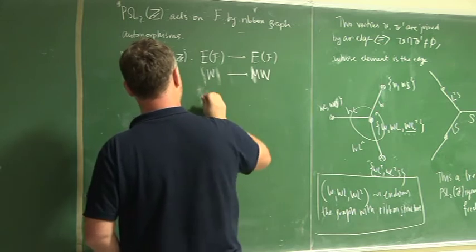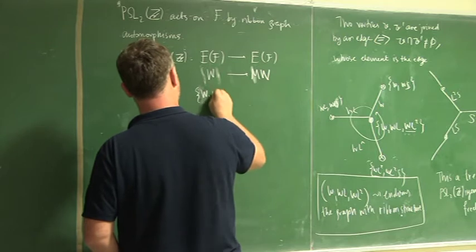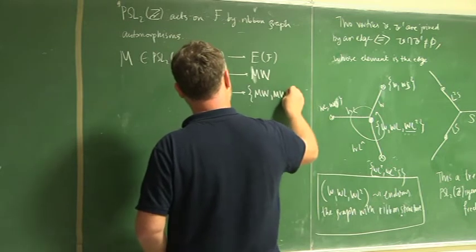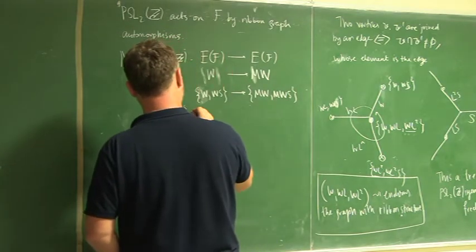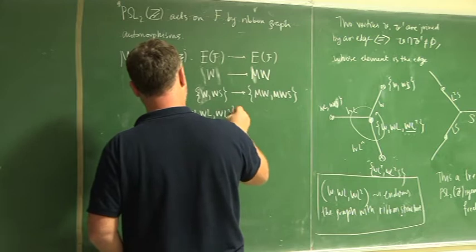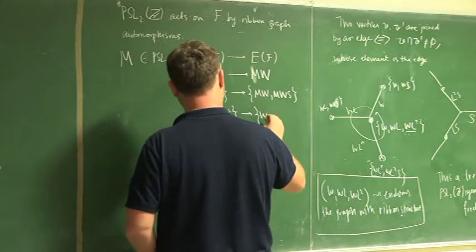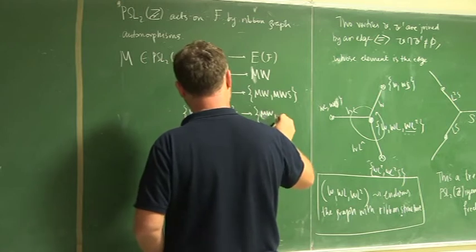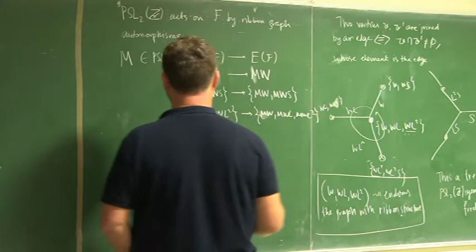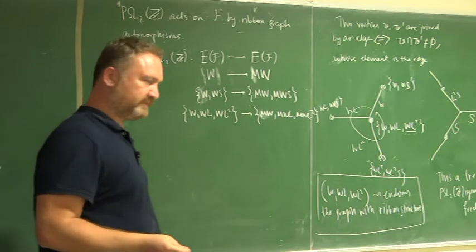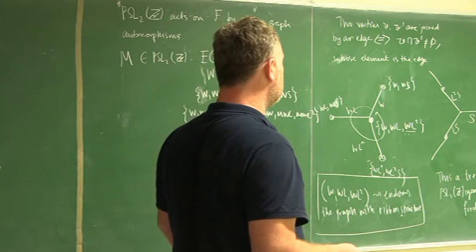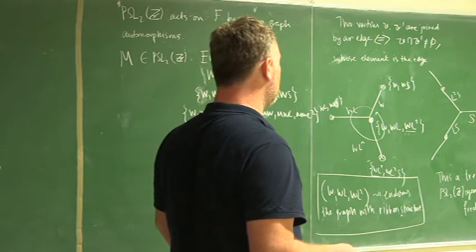So it sends the vertex WS to the vertex MWS, and the vertex WL square to the vertex MWL square.